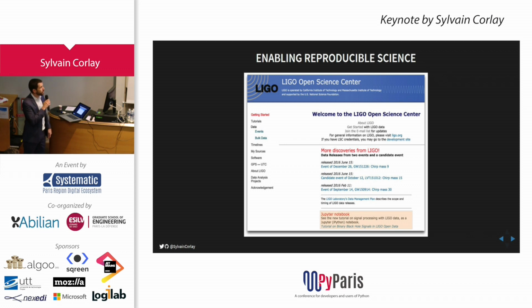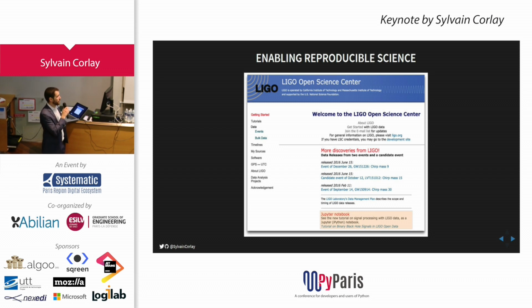So it also allowed enabling reproducible science. I don't know, who in this room has heard of the LIGO project? Okay, it's probably half the crowd. LIGO is the name of a physics experiment that was meant to measure and see whether gravitational waves were just a theory or whether they could be observed in practice.